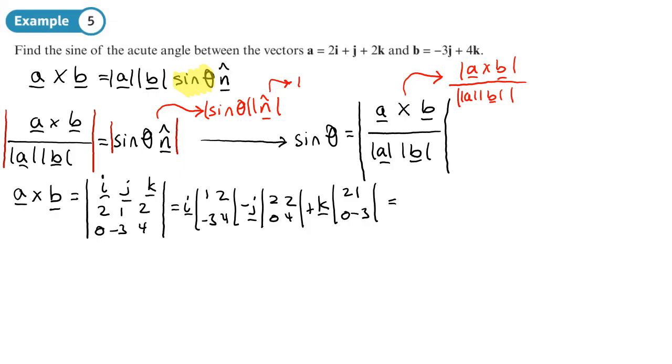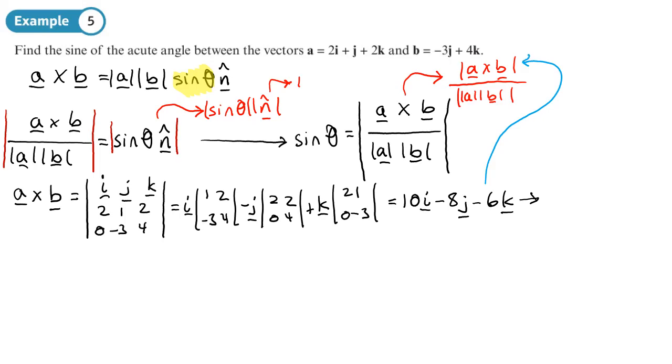Right, so if we work this out here, that'll give us 4 minus 6, so that'll give us 10i. Moving on to the next one, this will be 8 minus nothing, so that'll be minus 8j. Then moving on to this one, this will be minus 6, take away nothing, so that'll be minus 6k. Now we're going to need the length of this, because the length of this is going to go here. So we do need to find the length of it.